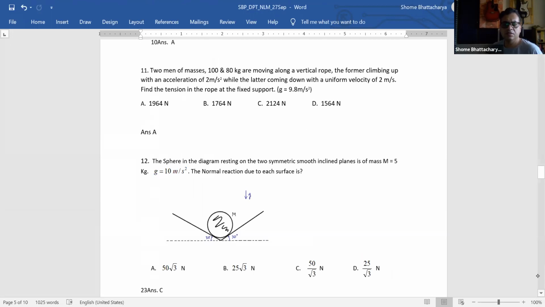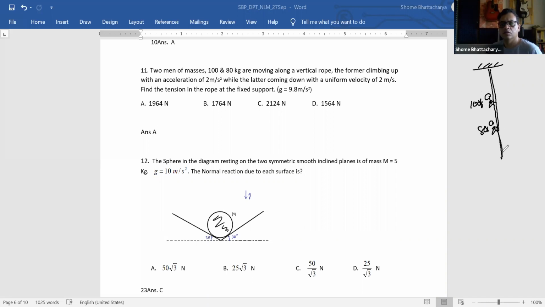Now see, 11th is again a bit of a tricky question in that sense. So in 11th, what is happening? It's conceptually a little bit you have to understand here. So you have two men of masses 100 and 80 kg. It doesn't matter what order they are in, but I'm just assuming the 100 kg one is here and the 80 kg one is here.